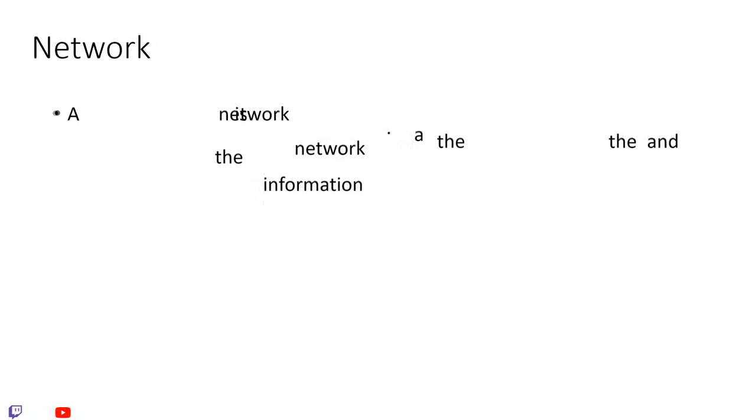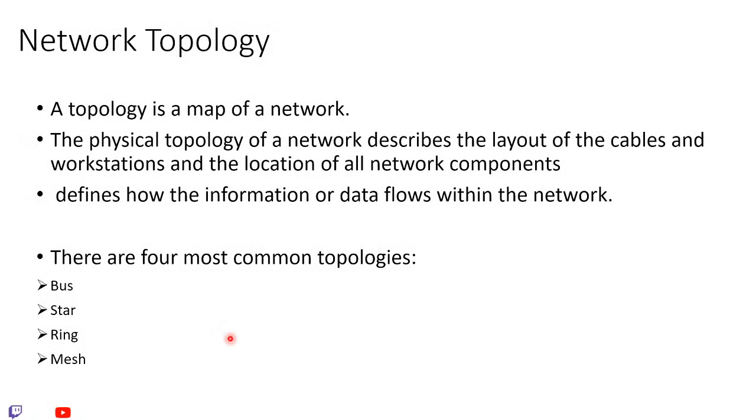So next one is network topologies. The topology is a map of a network. A physical topology of a network describes the layout of the cables and workstations and the location of all network components. Defines how the information or data flows within the network. There are four most common topologies: the bus topology, star topology, ring topology, and the mesh topology.